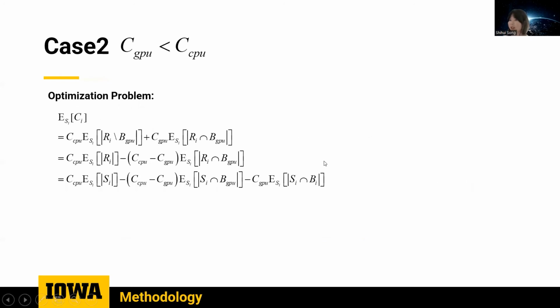And when CCPU is larger, the optimization problem can be written as this formula. Similar to case 1, we can write the formula and get 3 terms. The first term is also fixed. So what we need to do is to minimize the last 2 terms, which means maximize the 2 expectations. CCPU and CGPU here are constants, we know that. And the expectation of the second term indicates the number of nodes on all GPUs.